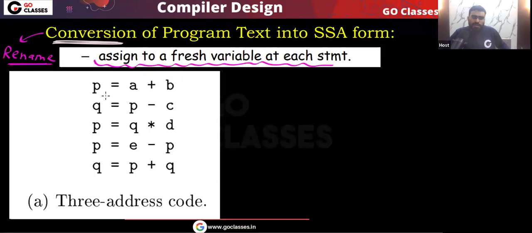So what will you do? Very simple. Let's call this first assignment P1. This new assignment we will call P2. This new assignment we will call P3. Similarly, this assignment, let's call it Q1, and this assignment we will call Q2. Now it is very simple.